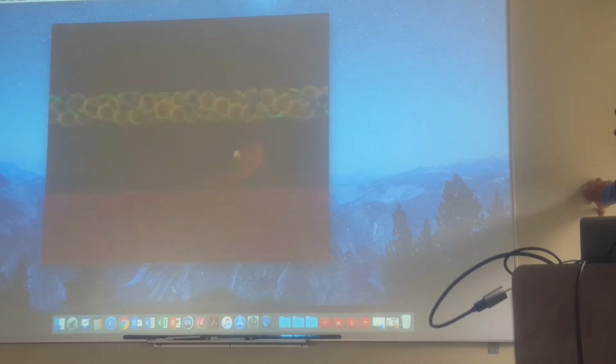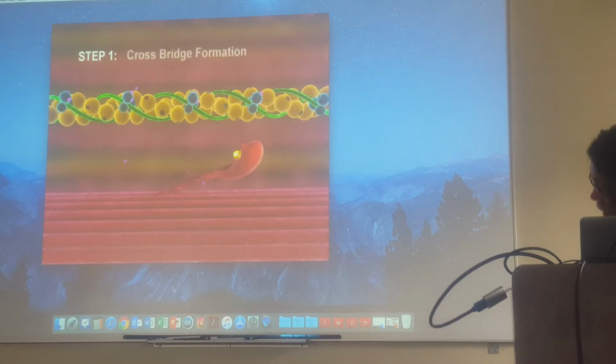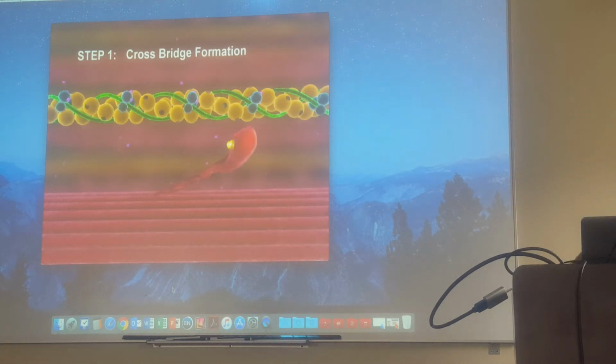See that one was already cocked there. The cross-bridge cycle may be divided into 4 steps. Step 1. Cross-bridge formation. The activated myosin head binds to actin, forming a cross-bridge. Inorganic phosphate is released, and the bond between myosin and actin becomes stronger.